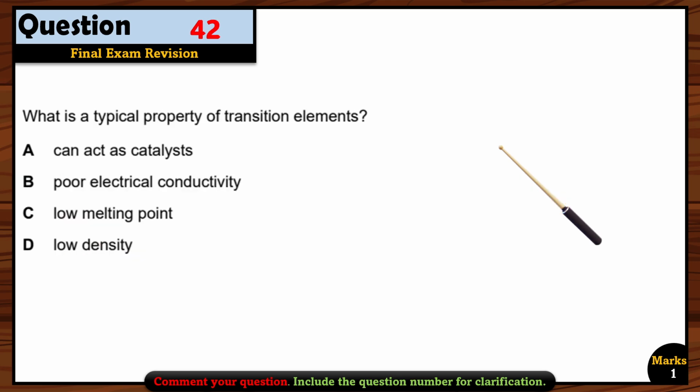Let's see another example. What is the typical property of transition elements? The typical property is that they act as a catalyst. Why do they act as a catalyst? Because they have different oxidation states. So that's why they can be used as catalysts. So option A is the right option.